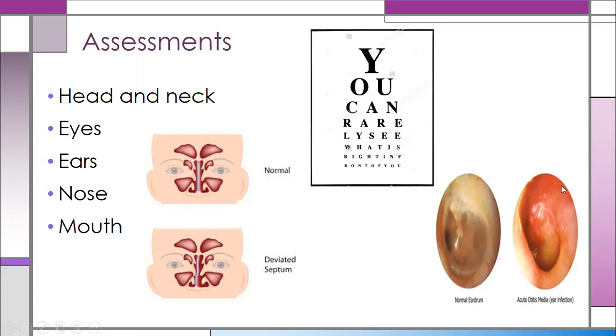We want to check for PERLA. If you don't know what that is by now, I suggest you do some major reviewing in Unit 1. We can also test visual acuity with the Snellen chart, which is 20 feet away and one eye at a time, trying to read the smallest line.